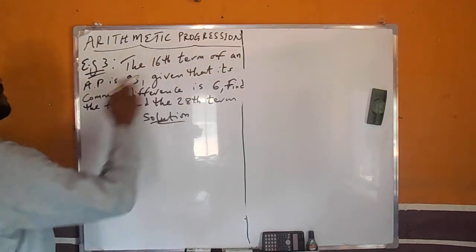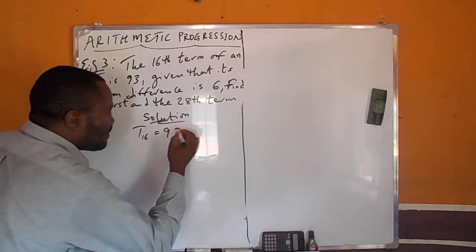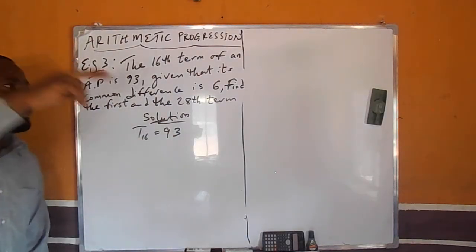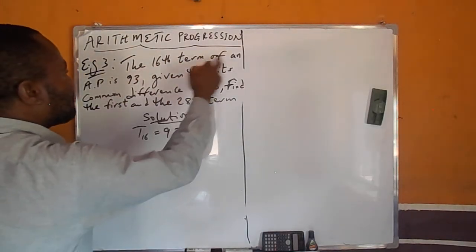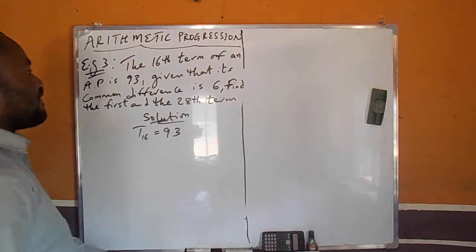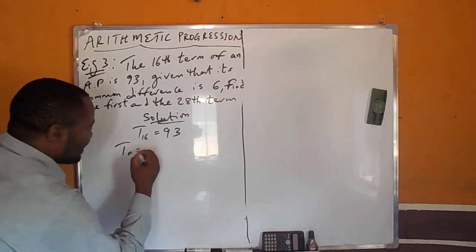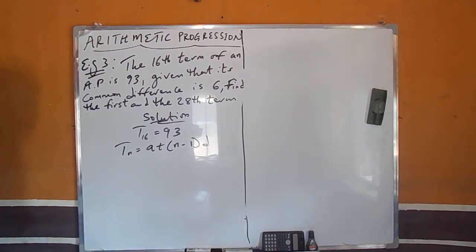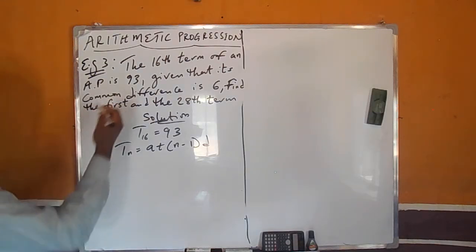Now, the 16th term of an AP is 93. T16 equals 93. This 93 shows that it is the last term you will have when you are arranging this. Given that its common difference is 6, find the first term. How do we get the first term? We use the formula Tn equals A plus bracket open n minus 1 bracket close D. That is the formula for the nth term. Then A is what? We don't know, it is the first term.